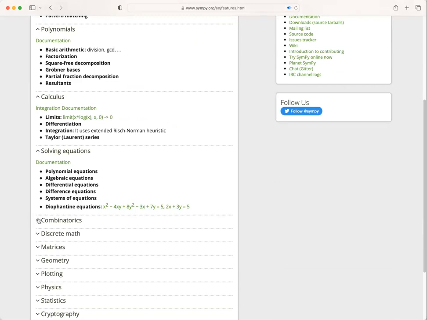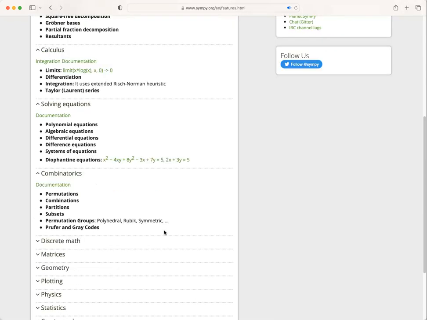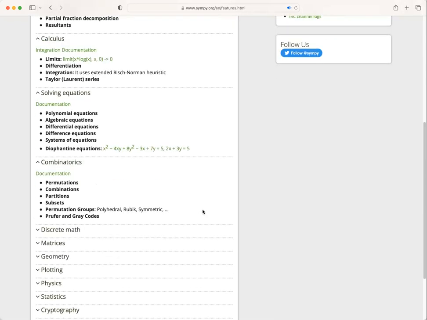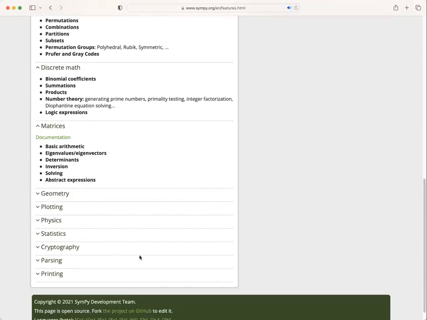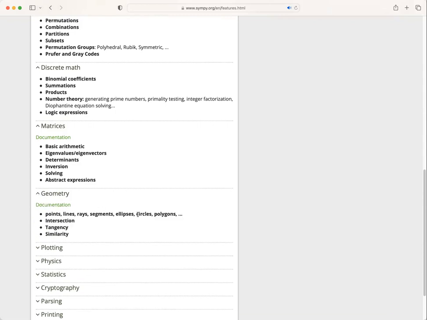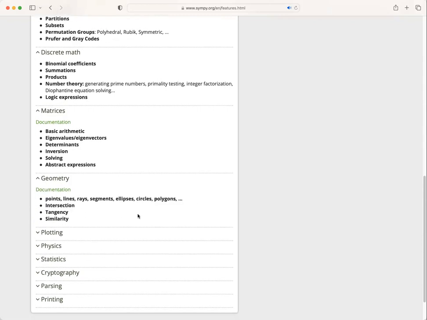If you're taking a discrete mathematics class, we can do different combinatorics, with the permutations and combinations and subsets and all that stuff. We can do binomial coefficients. We can do number theory. We can do all kinds of matrix things, the eigenvalues, eigenvectors if you take linear algebra, the determinants, inversions, all those things. Geometry, it has a lot of built-in shapes, such as circles and ellipses and polygons that you can create. You can do intersections, tangency, if it's tangent or not.